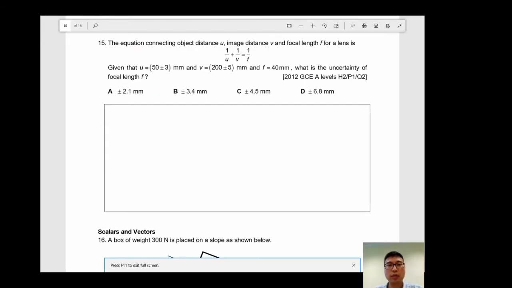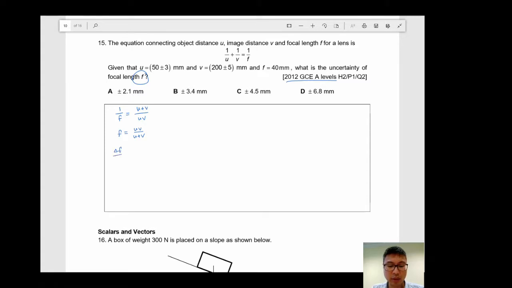Now, let's take a look at question 15. This question is a bit more interesting because the formula is not very easy to obtain. So, we have this equation, 1 over u plus 1 over v equals 1 over f. They want us to find the uncertainty of the focal length f. So, if we rewrite the equation and then attempt to do this, we can't actually write the equation like that. Some of you may be tempted to do this, but it's not going to work.